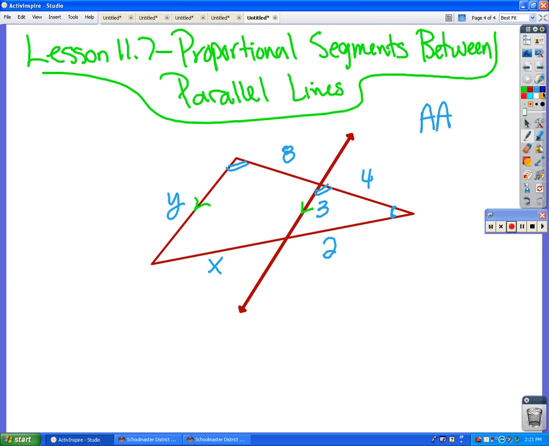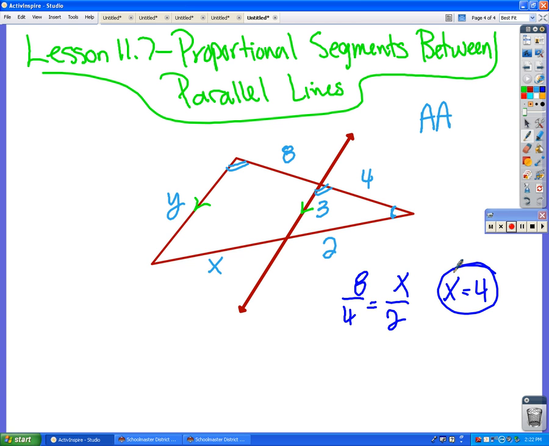8 over 4 equals x over 2. So he took the top segments, 8 and 4, and compared them to the bottom segments, x and 2. That proportion works because it is a side of a triangle to a side of a trapezoid, a side of a triangle, side of the trapezoid. So if I cross multiply and divide, then x comes out to equal 4.